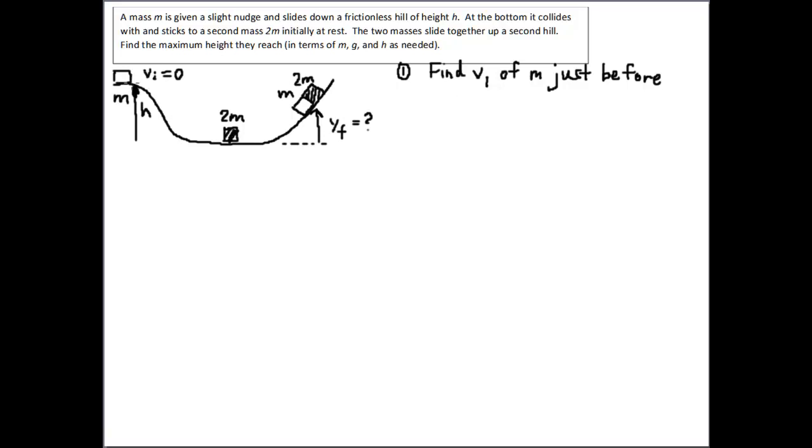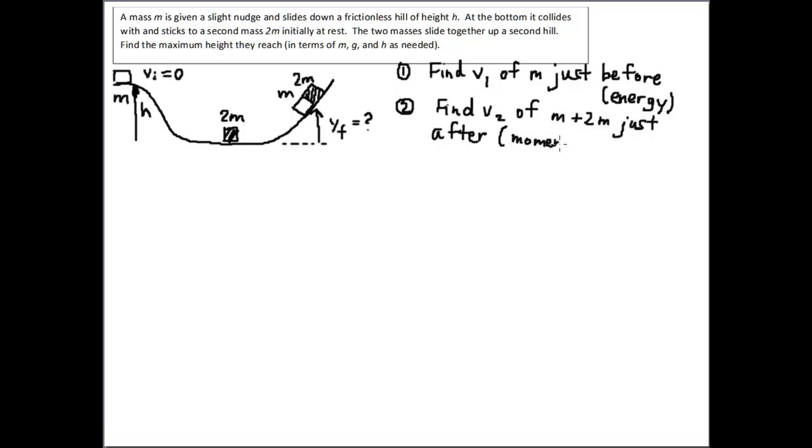Since it's on top of a hill, in order to find out what speed it has at the bottom of the hill, we will be using, in this step, the law of conservation of energy. Then, if we can find out what that velocity is, we'll analyze the collision, and we'll be able to find what I'll call v2 of the combined system of m plus 2m, just after the collision. And since, as I said before, this is a collision that involves two masses sticking together, we will only use the law of conservation of momentum.